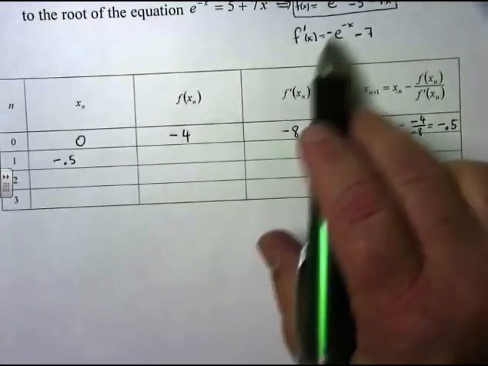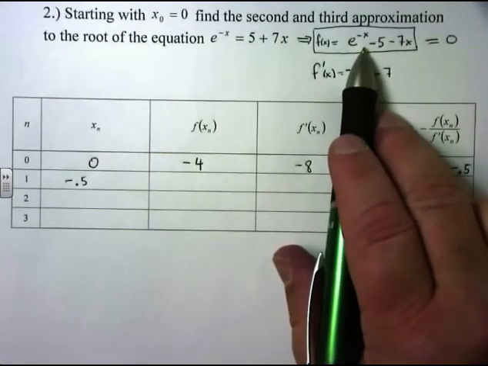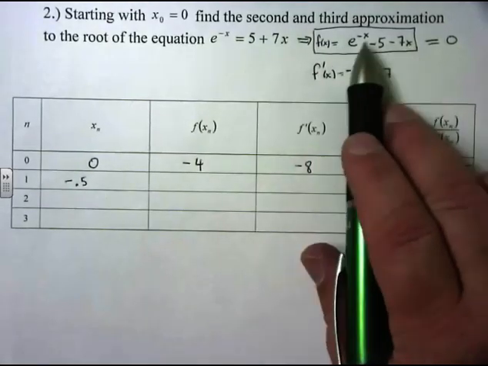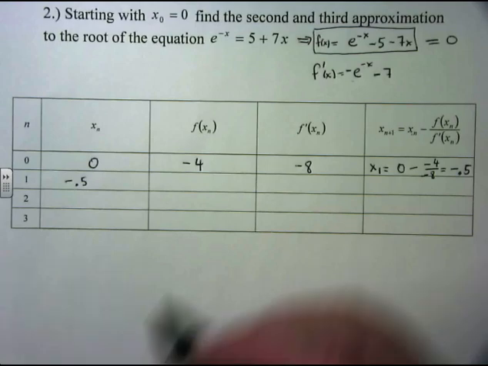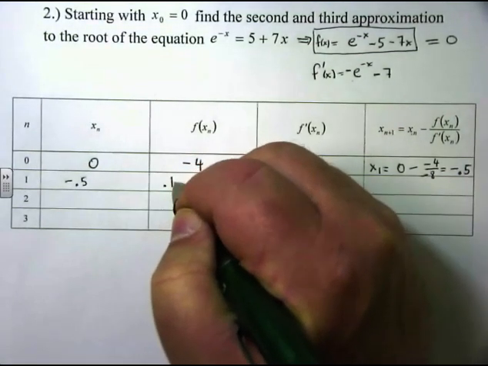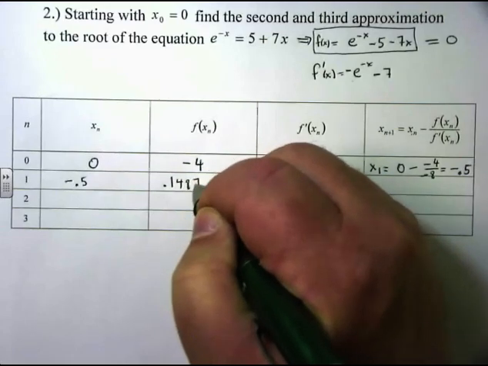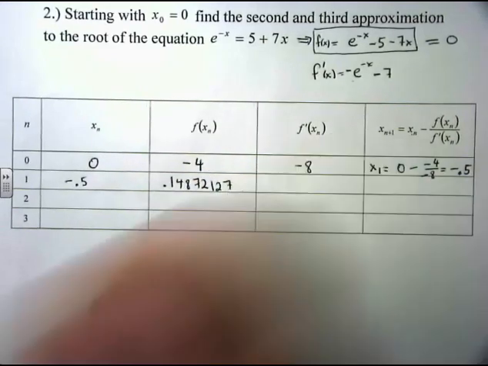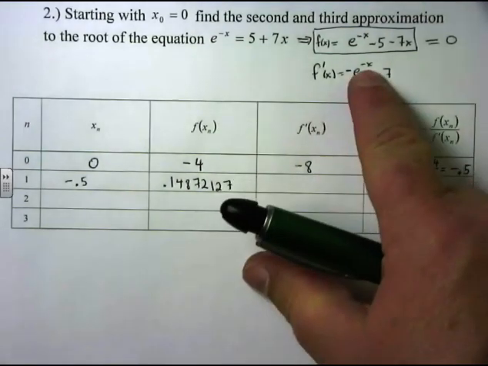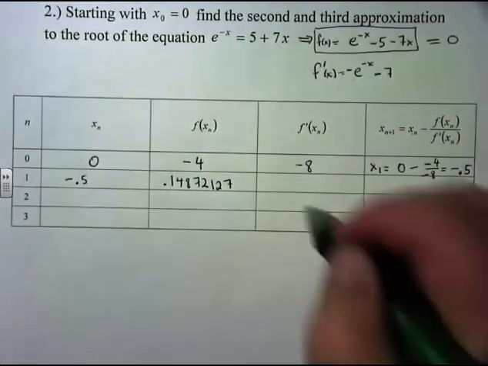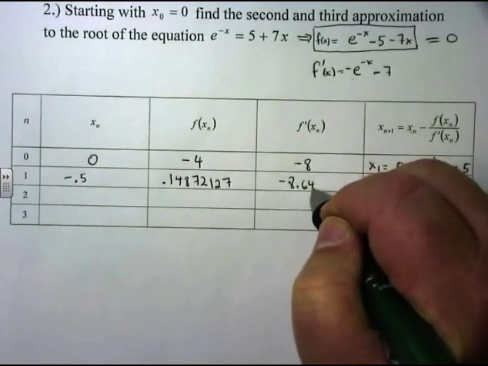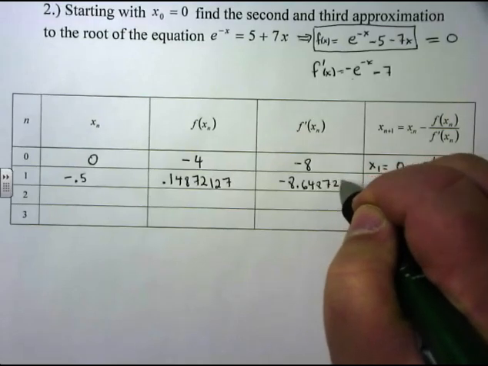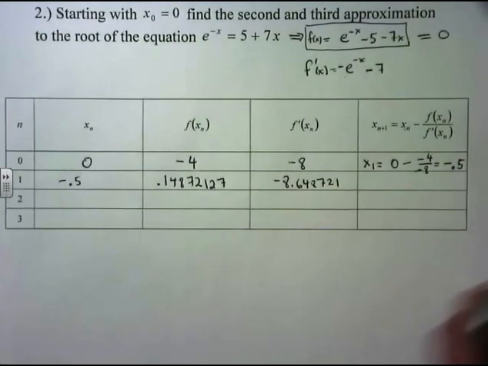Now this is going to be more nasty with decimals on the calculator here. So with decimals, I'm going to start really using my calculator to plug numbers in. So for my functional value, I'm going to plug in negative 0.5. And when I do that, I get the number 0.14872127. Plugging negative 0.5 into the x for my derivative, I get negative 8.648721.